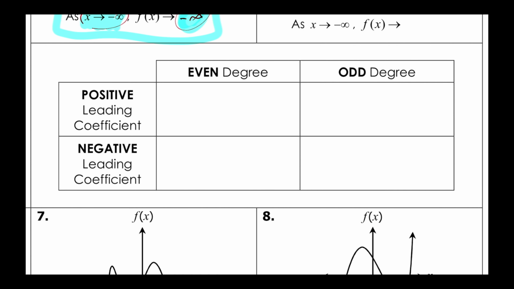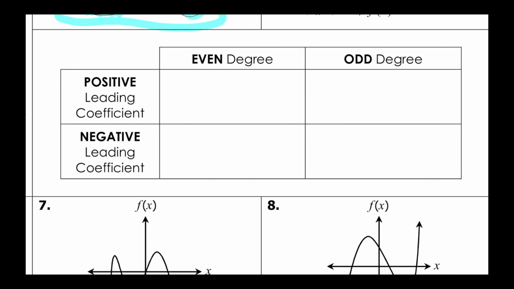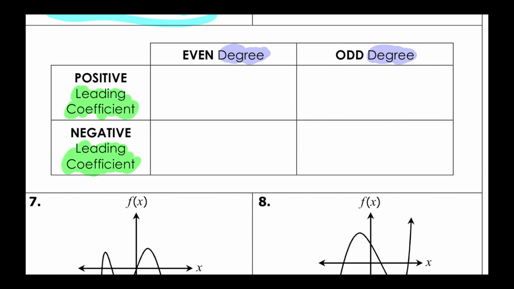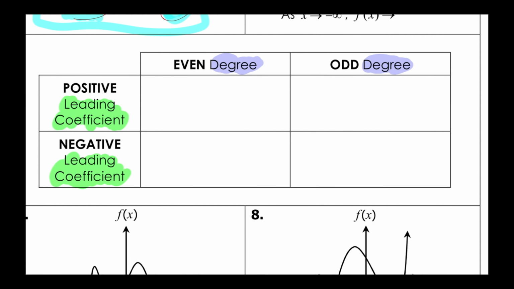And so now here's a little chart I want us to fill out. Just by looking at the leading coefficient and looking at the degree, can we tell how the ends are going to go? I want you to take a minute to think about this. If the leading coefficient, the number in the front, is negative or positive, how does that affect your graph? And if your degree is even or odd, how does that affect your graph? Right, for end behavior.